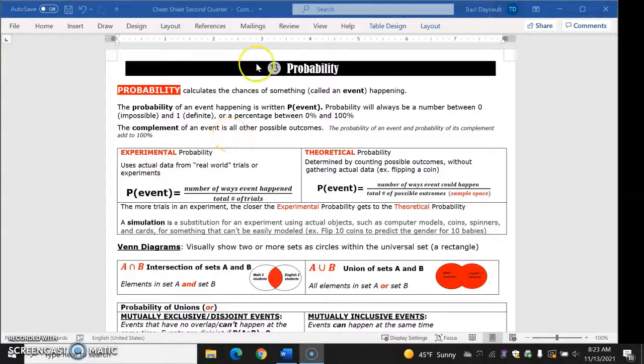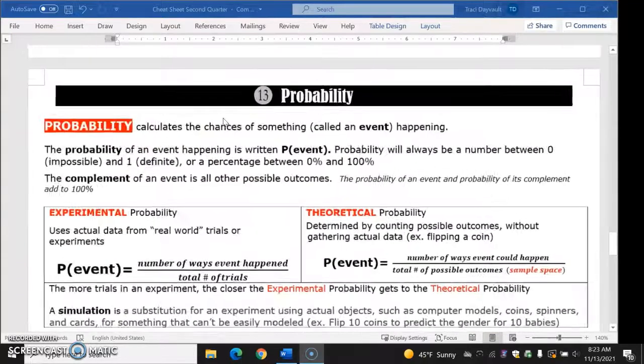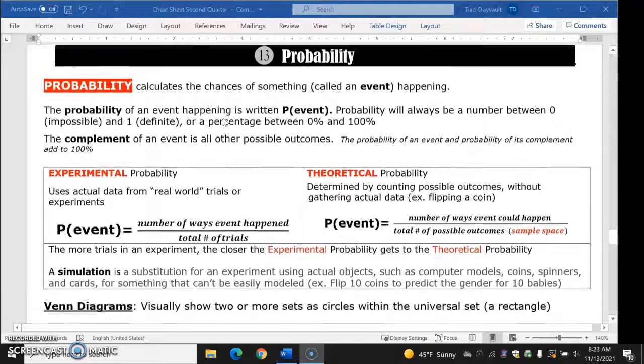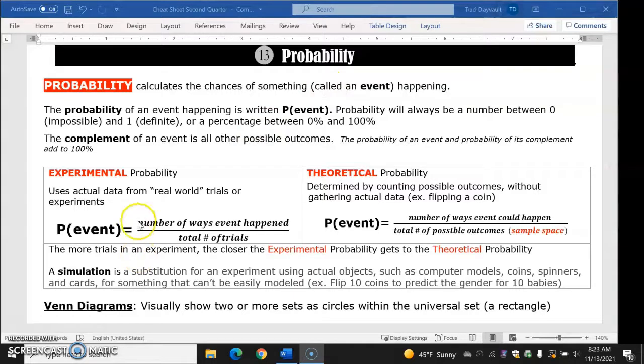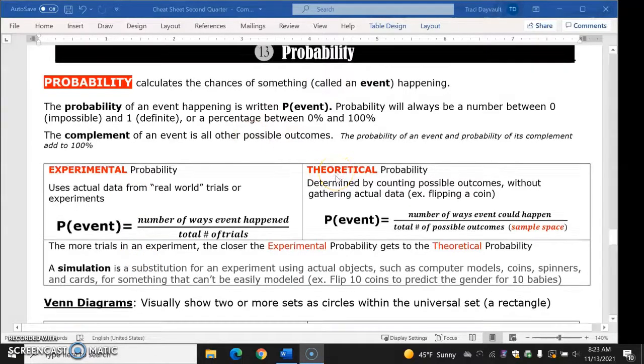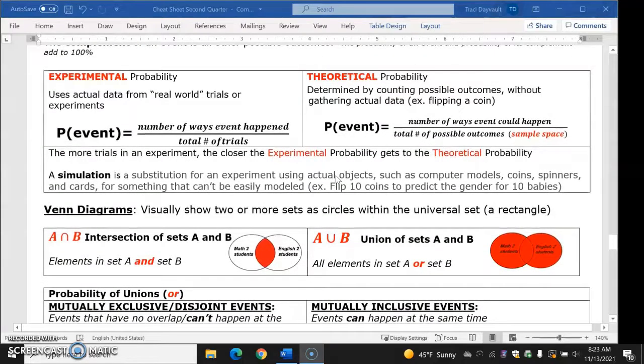So real quick, let's just recap what all we've done with this probability section. We talked at the beginning about how probability is the chances of something happening. There's experimental and theoretical probability. Remember, experimental is using actual data. Theoretical is just saying theoretically, we don't even need to look at the numbers. We know that there's a 50-50 chance of getting heads or tails or something like that.